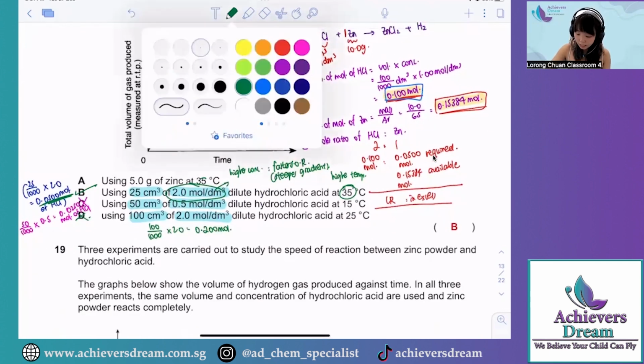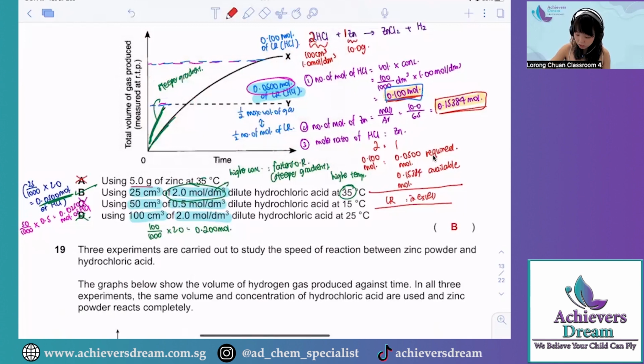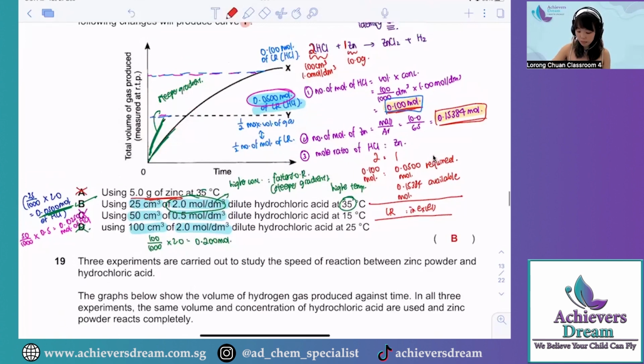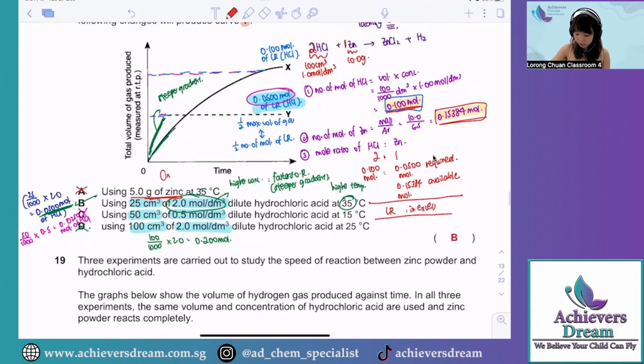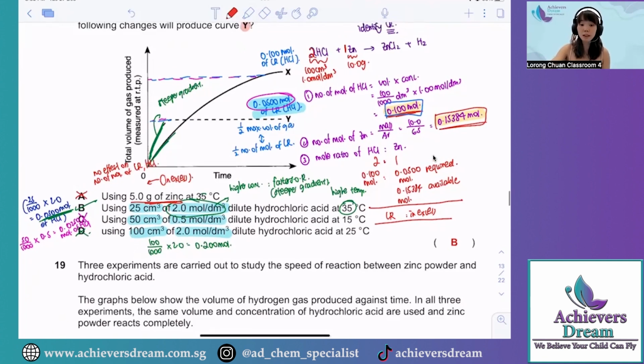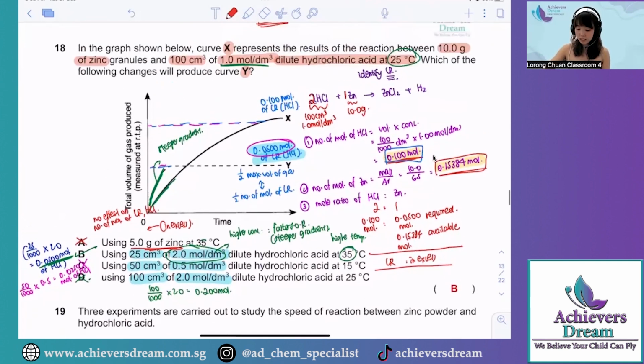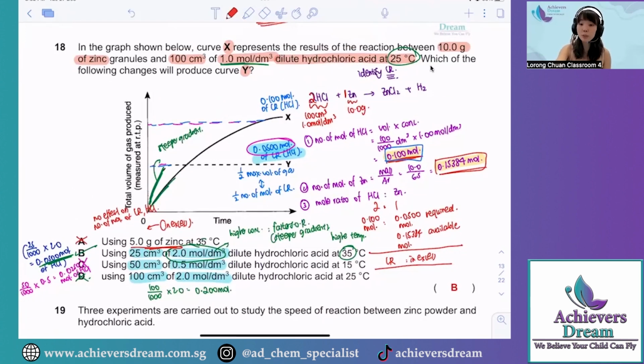A cannot be the answer because when I use half the mass of your zinc, which is in excess, it has no effect on the number of moles of your limiting reagent. So it will not change the total volume of gas produced if I use half the mass of zinc. So the answer for question 18 will be option B.